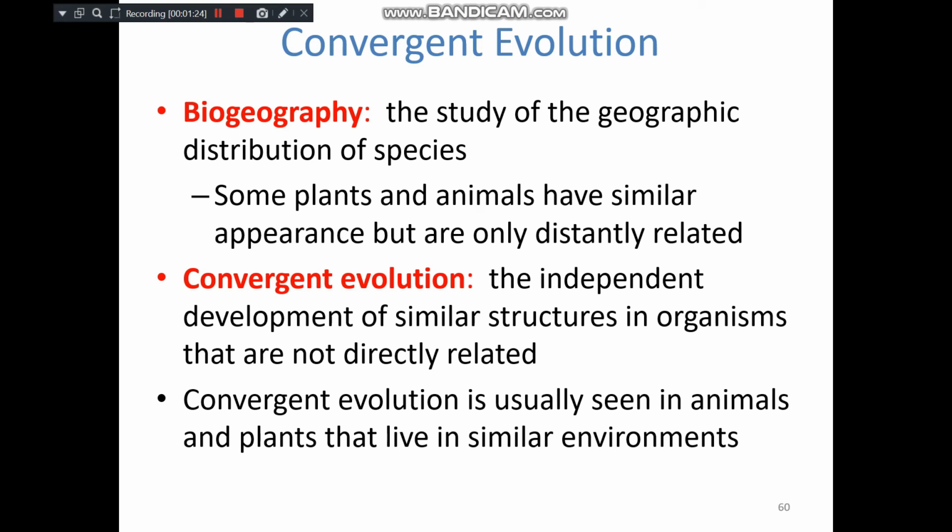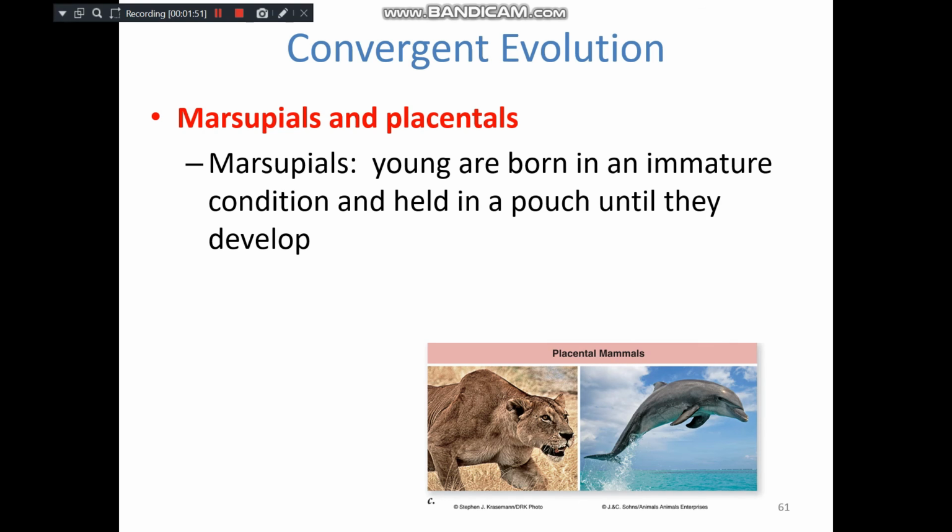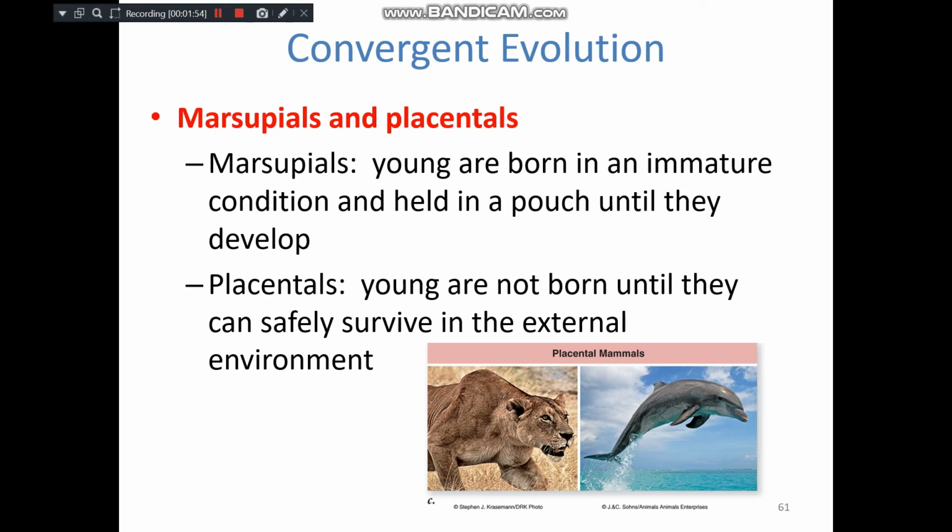Especially this is seen among the plants and animals which are living in the similar environment because the demand of the environment is same. So when for a long period of time, two different individuals belonging to two different evolutionary lineage, if they live in this common environment, they may show certain similarities. So a good example is the marsupials and placentals.